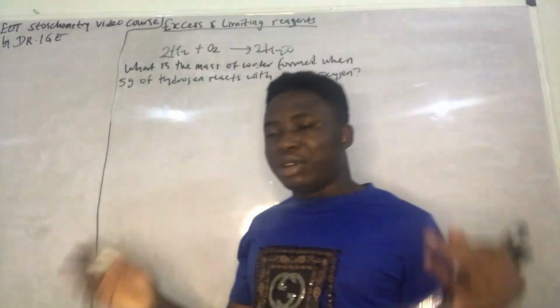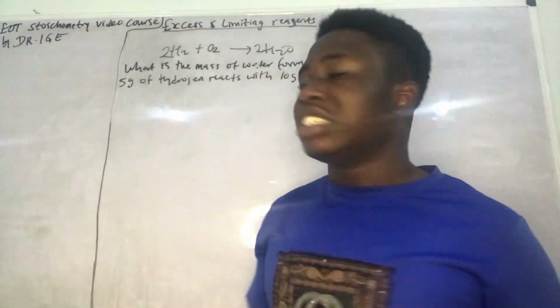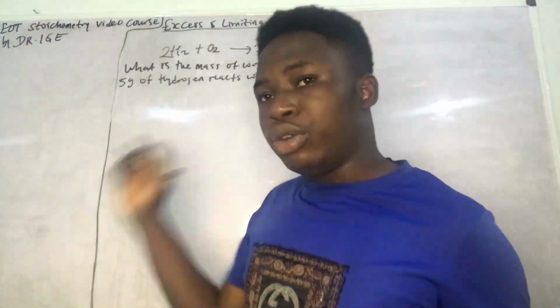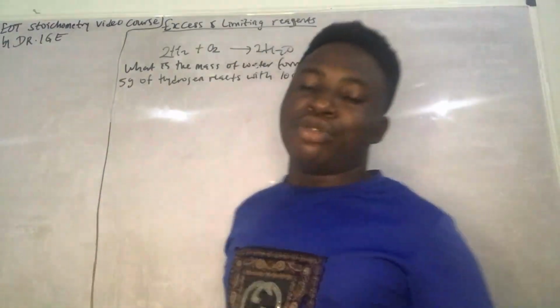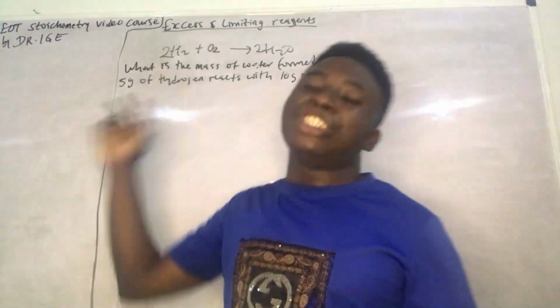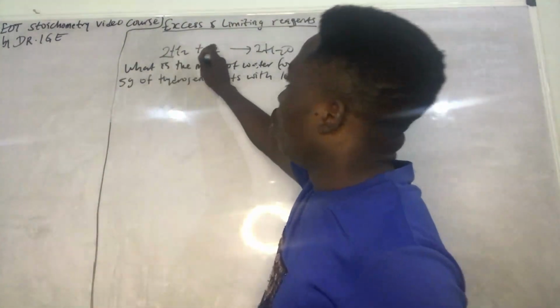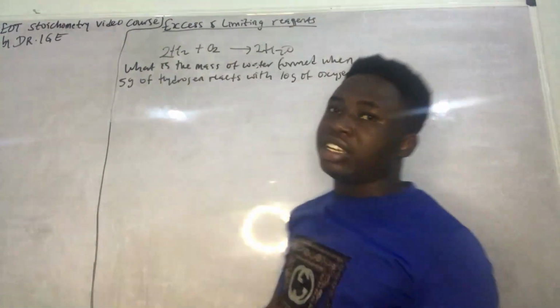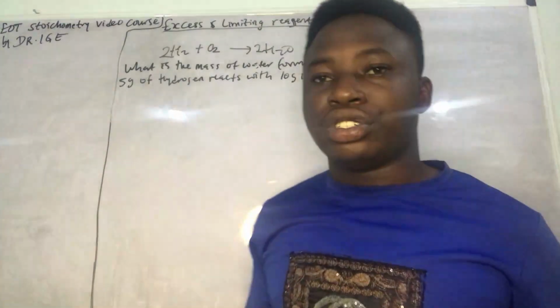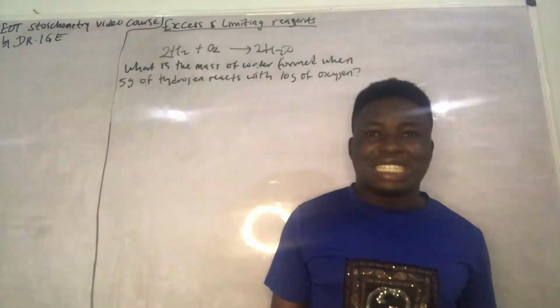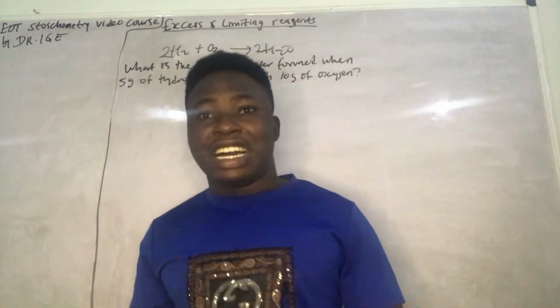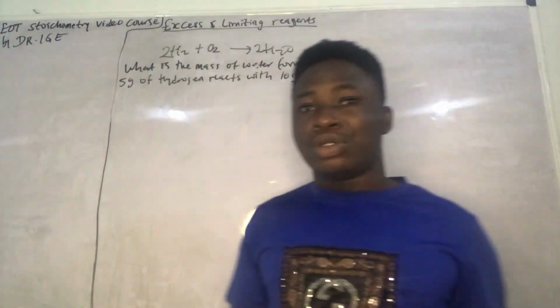I don't know if you get what I'm saying. All the questions you have been solving ever since usually have one known and one unknown. They give you the mass or volume of one thing. But here they give us both the mass of hydrogen and oxygen, and ask for the mass of water. So this is how problems on excess and limiting reagents come. Do you get? They are just complicated like this. And guess what? They're actually easy.